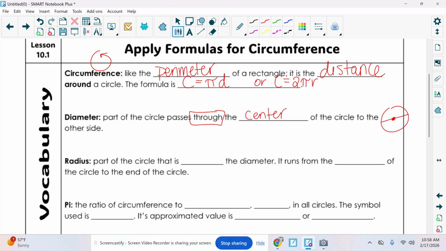Okay? Radius is part of the circle. Where's radius? Show me radius. It's part of the circle that is half the diameter. Diameter, half radius. It runs from the center of the circle to the end of the circle. So the diameter goes from side to side. The radius starts at the center and only goes to one side. Okay, that's your radius.